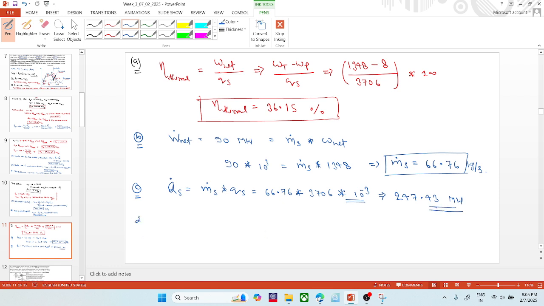megawatts. And part D, the heat rejected would be mass flow rate of steam into the specific heat rejected. This value I am having 66.76 into the heat rejected we have just calculated, 2365 into 10 to the power minus 3. This value will come around 158.84 megawatts. So these are the four things they have asked us to calculate, and we have calculated. So this will be the final answer.